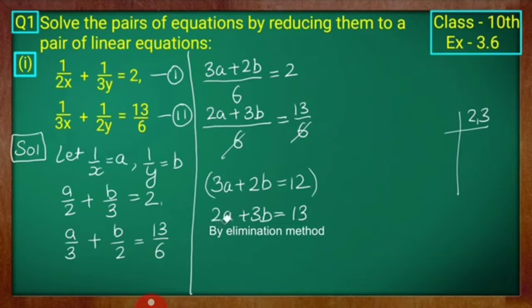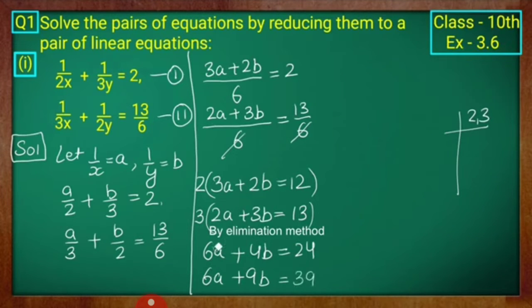Now I am going to solve these two equations by the elimination method. You can apply any convenient method, it is up to you. By the elimination method, I am going to eliminate the a term from both equations. For that we multiply equation number 3 by 2 and the other equation by 3. When we multiply the first equation by 2, it will be 6a plus 4b is equal to 24. Now the second equation is multiplied by 3 to make the coefficient of a equal in both equations, so it will be 6a plus 9b is equal to 39.